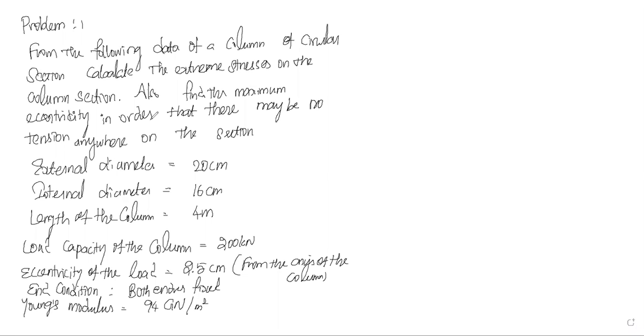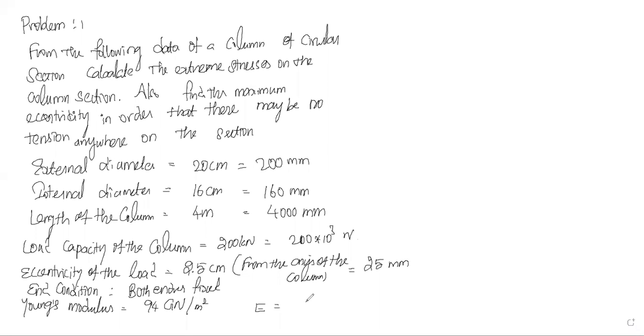External diameter 20 centimeter, so that is 200 mm. Then internal diameter 16 centimeter, so that is 160 mm. Then length of the column 4000 mm. Then load 200 kilonewton, so 200 into 10 cube newton. Then eccentricity of the load is equal to 25 mm. Then both ends are hinged.